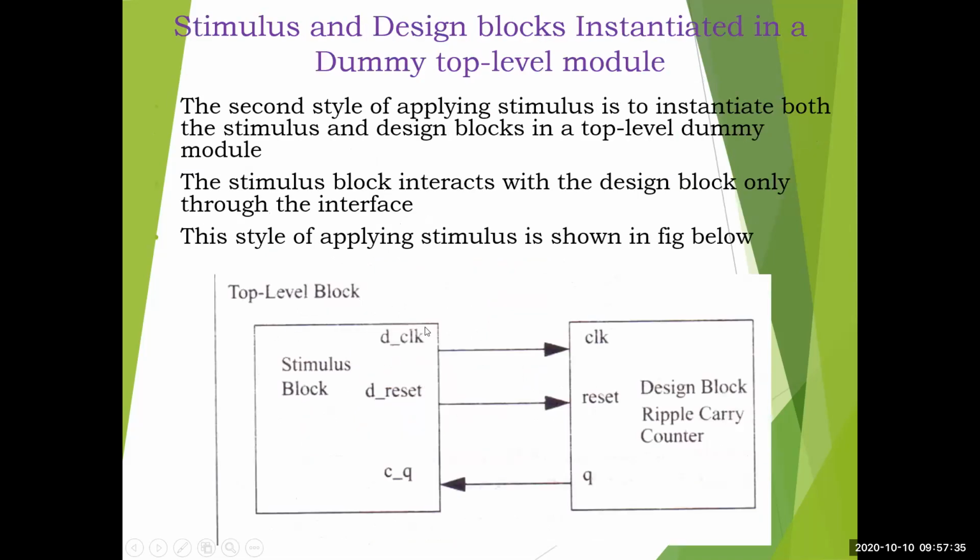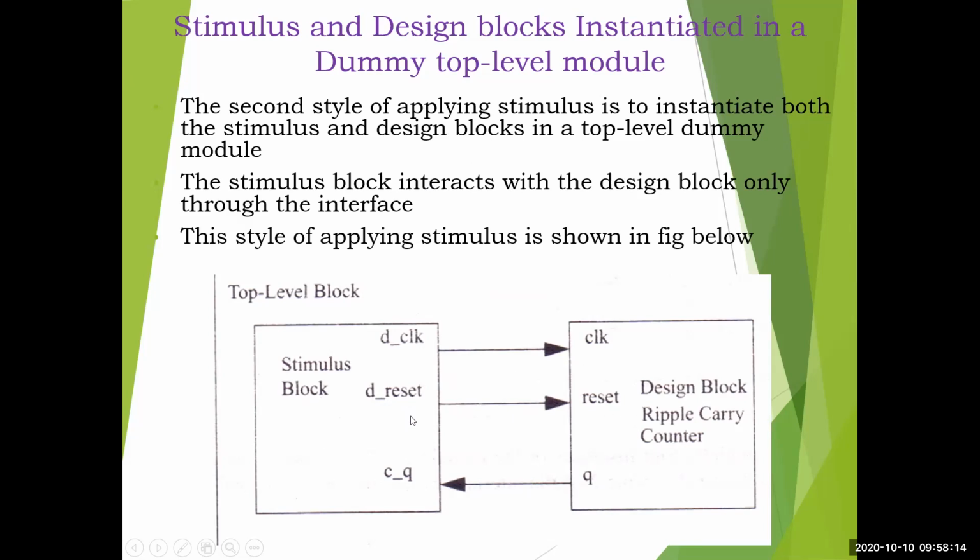The second style of applying stimulus is to instantiate both the stimulus and design blocks in a top level dummy module. You will not instantiate inside the stimulus block; both are instantiated in a top level dummy block. The stimulus block interacts with the design block only through the interface. In the design block we are using variables clock, reset and q. In the stimulus block we use similar parameters of the same data type, but not the same names, just to differentiate: d_clock, d_reset, c_q. This will be the interfacing.